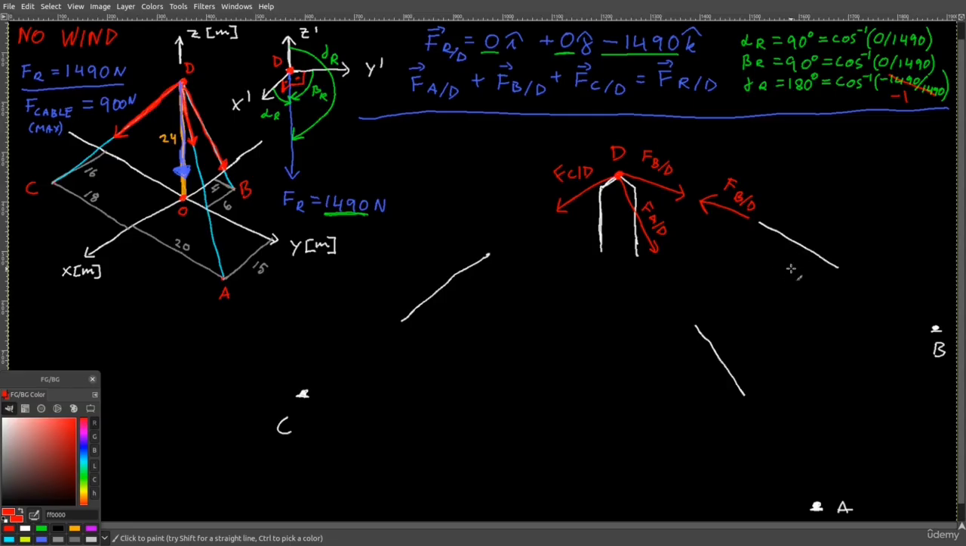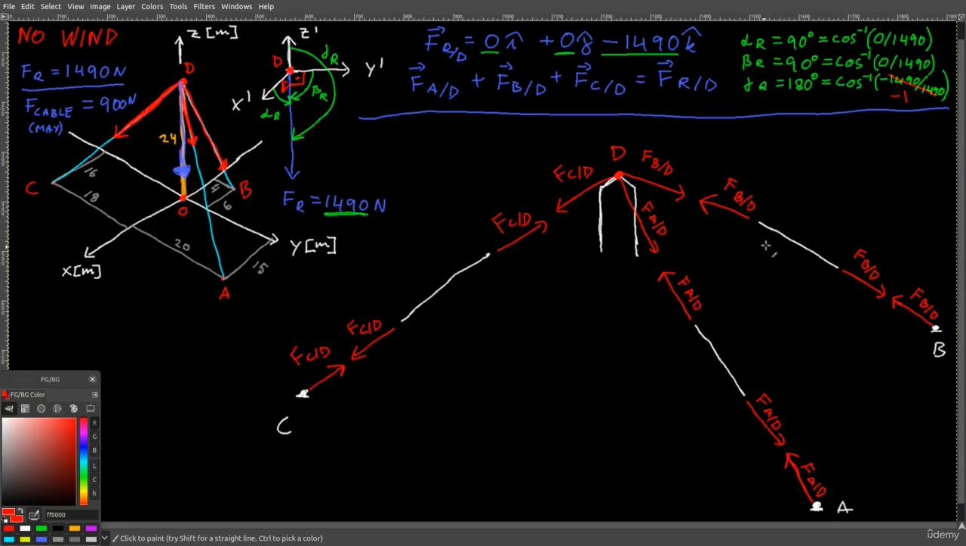same force but in the opposite direction in here, and the same force Fb/d would be in this direction here, and then this point B would feel this force in this direction. And the same thing with this cable. These are your forces. And the same thing here, these would be your forces. That's due to Newton's third law.